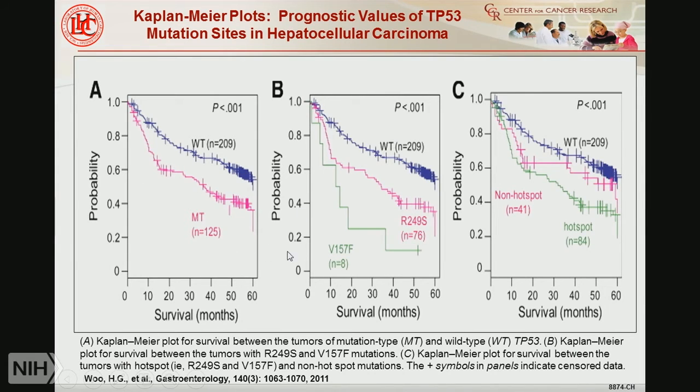So mutations do make a difference, but mutations make a difference particularly if they're so-called hotspot mutations, gain of function mutations. And the 249 mutation is one of those, as well as the 157. And then if you compare wild type versus these non-hotspot mutations, there's no significance, but with the hotspot mutations, there is, and that's because it loses suppressor activity and gains oncogenic activity.